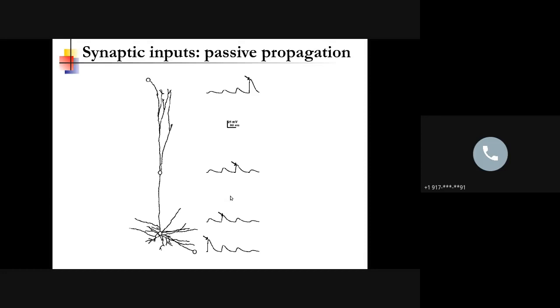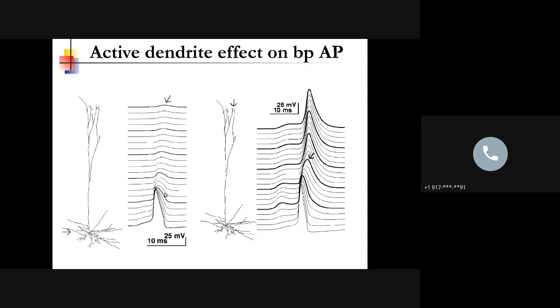If we now make it active, go from passive here to active here, a single EPSP put into the soma, the active effect is very dramatic, and you get this kind of dramatic change, particularly where you have a bifurcation, which is represented by the arrow here. But you get propagation, back propagation, BP, of the action potential, a back propagating action potential up the apical dendrite.